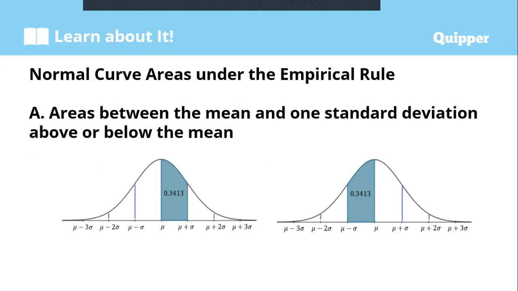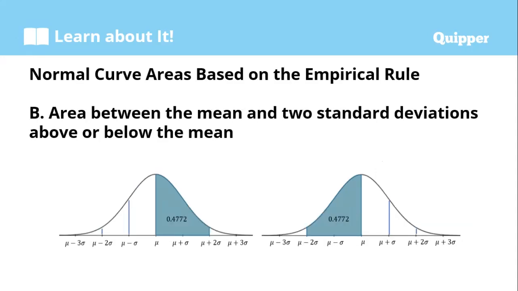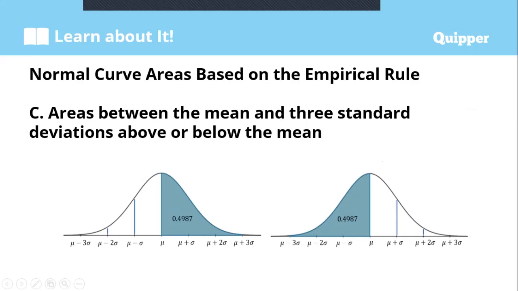The area between the mean and one standard deviation above or below the mean is 0.3413. Above is plus, and below is the same, 0.3413. This is the percent for one standard deviation, 68.26 percent, that is 0.6826 divided by 2.